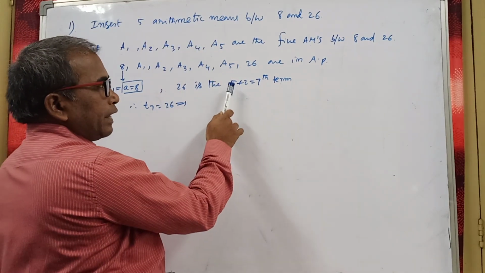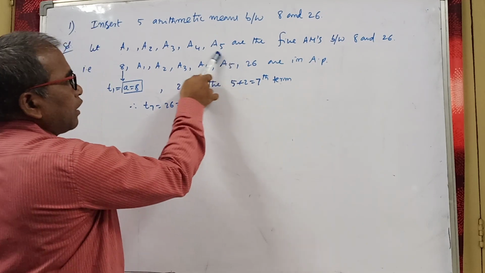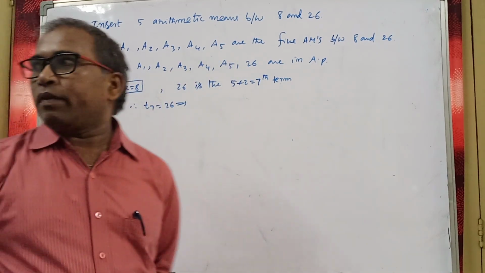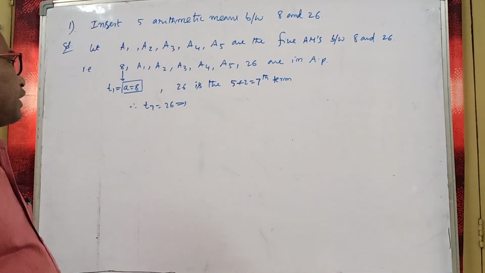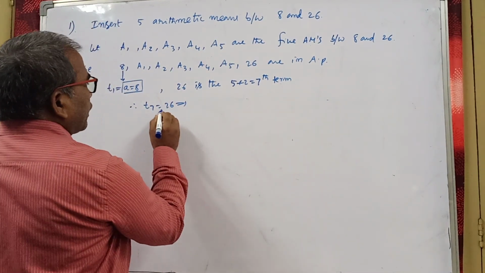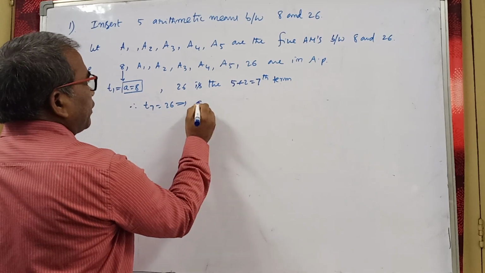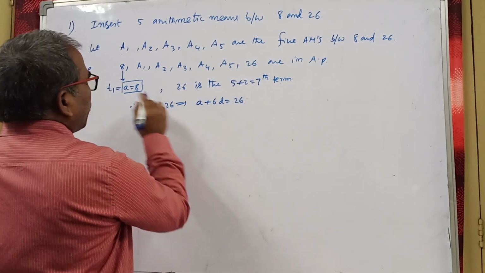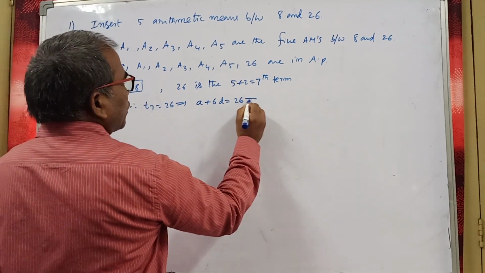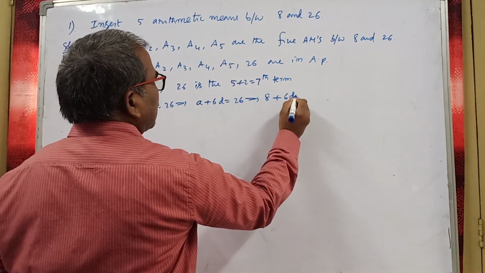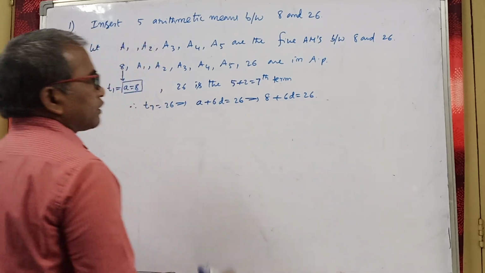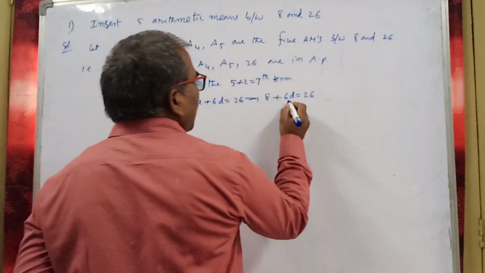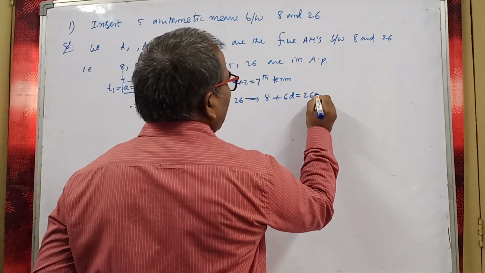There we discussed the n plus 2th term. n means how many arithmetic means you are inserting. So T7 is 26. T7 in AP is a plus 6d, equal to 26. But a is 8. So 8 plus 6d is equal to 26. Now from this you will find out d.